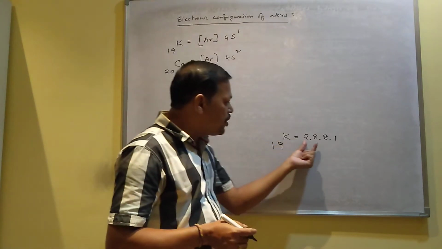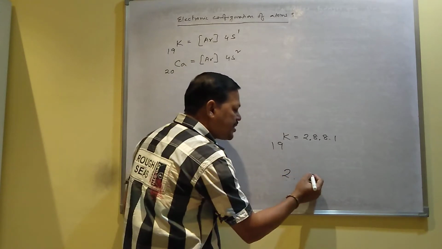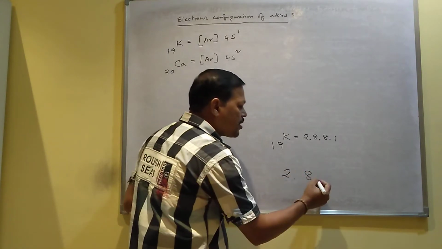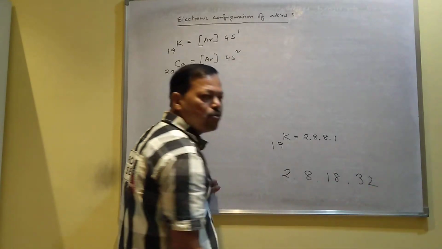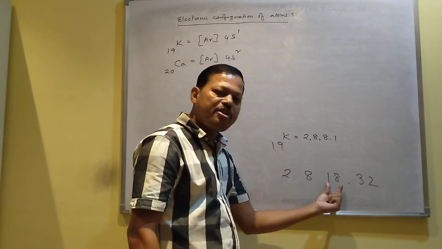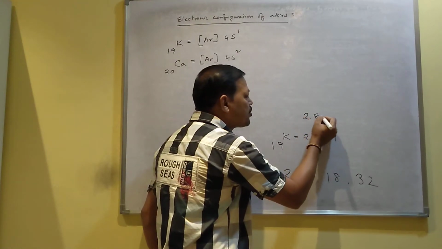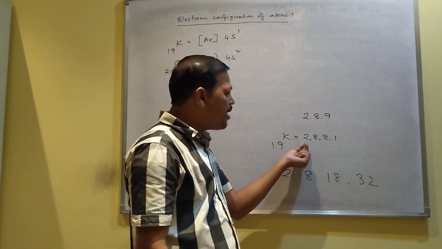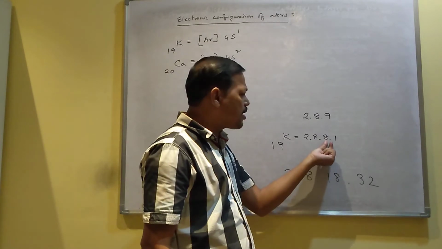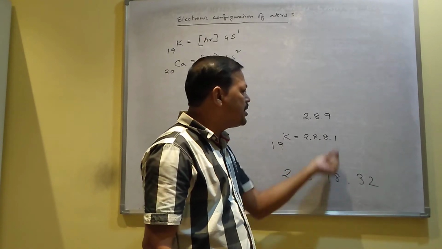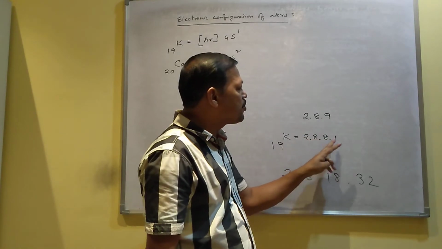Now one question arises here. As you know, the first shell contains maximum 2, the second shell contains maximum 8, the third shell contains maximum 18, and the fourth shell contains maximum 32. Since the third shell contains maximum 18, why is the potassium configuration not like this, 289? Why have you written 2881? Because you know the third shell contains maximum 18, so easily you can enter 9 electrons. Why do you break it as 2881?